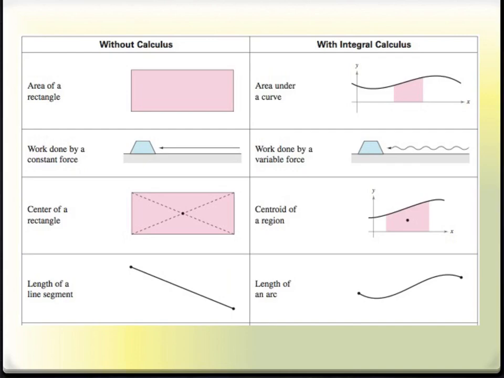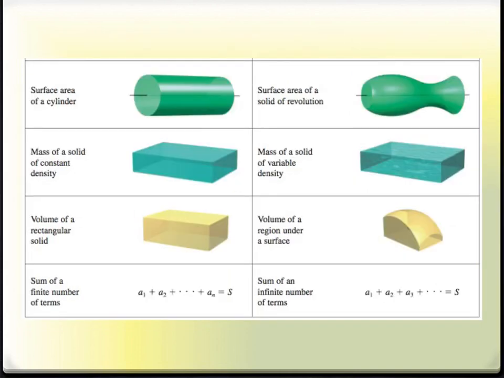Okay? Let me just run through these real quick. It'll take me 1 minute. Surface of a cylinder, that's geometry. Surface of a solid of revolution, Calc 2. These funny shapes, right? The mass with a constant density, you can do that with pre-calc. Mass with a variable density, Calc 2 and Calc 3. Volume of a rectangular solid, that's geometry, right? Pre-calc. Volume under a region, that's Calc 2.